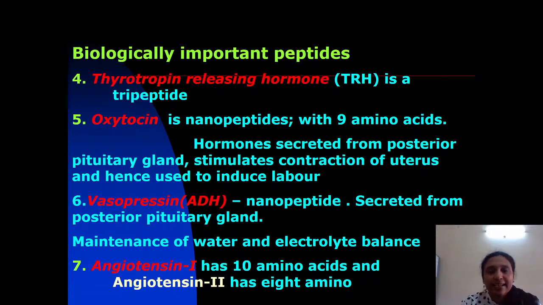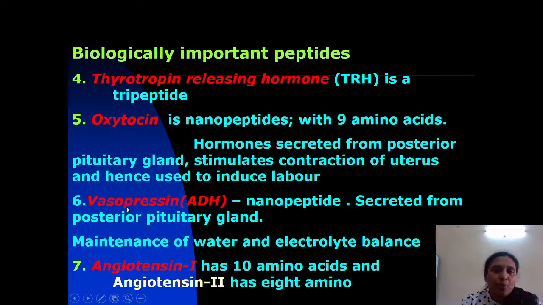Oxytocin is secreted from the posterior pituitary gland, and it stimulates the contraction of the uterus. During delivery, at labor time, oxytocin is used to induce the contraction of the uterus. So the function of oxytocin is that it stimulates the contraction of the uterus, hence it is used to induce labor. Oxytocin is a peptide. How many amino acids are there? 9 amino acids.